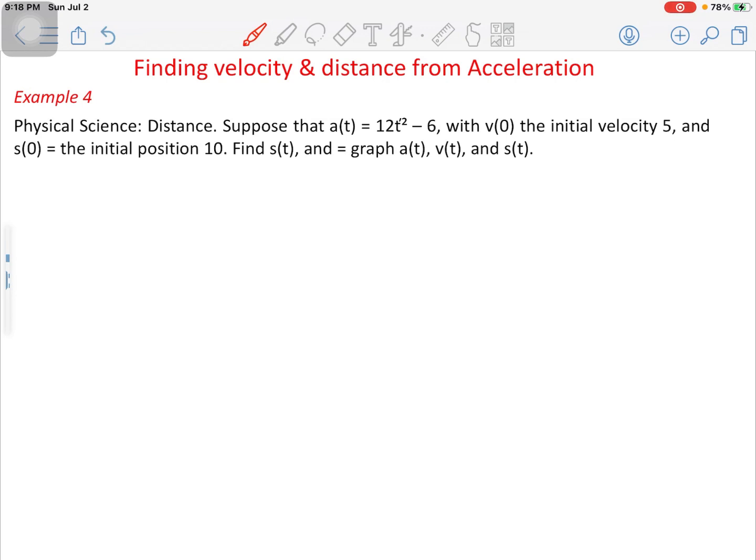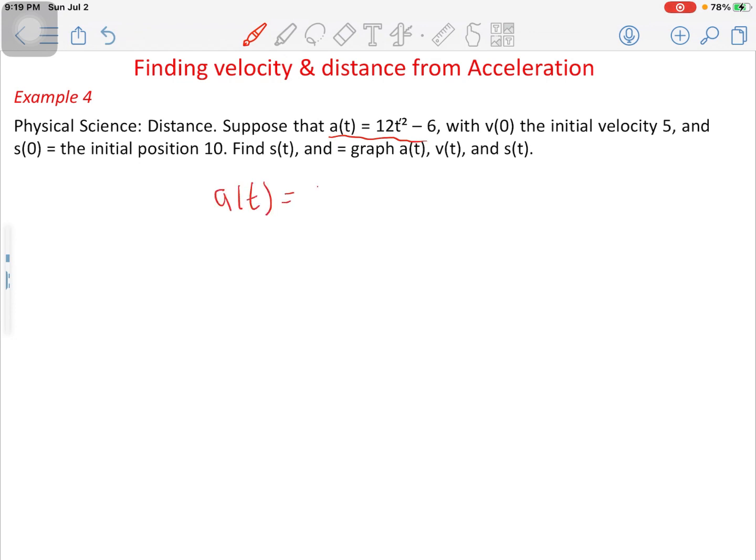So let's solve a couple of examples about how we can find the velocity and the distance from acceleration. The first example that we want to look at in this tutorial is as follows. Suppose that a of t, which is the acceleration, is equal to 12t power 2 minus 6. That's the acceleration function.